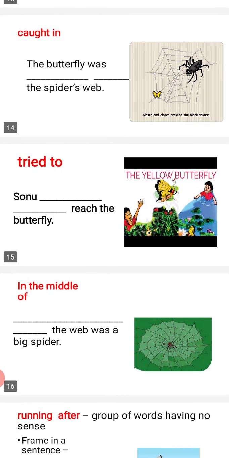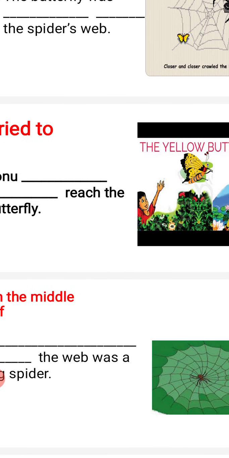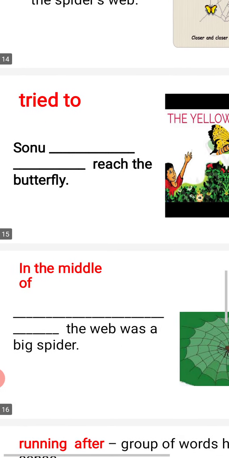Tried to. Sonu tried to reach the butterfly. In both the cases, here also in the water, Sonu tried to reach the butterfly. Here also in the garden, Sonu tried to reach the butterfly.